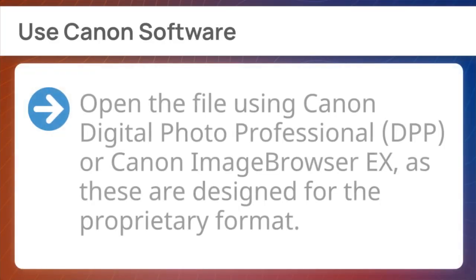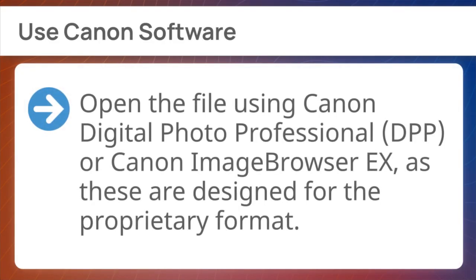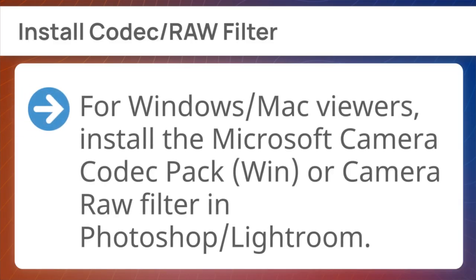First, use Canon software. Open the file using Canon Digital Photo Professional, DPP, or Canon Image Browser EX, as these are designed for the proprietary format. Next, install Codec Raw Filter. For Windows and Mac viewers, install the Microsoft Camera Codec Pack, or the Camera Raw Filter in Photoshop or Lightroom.